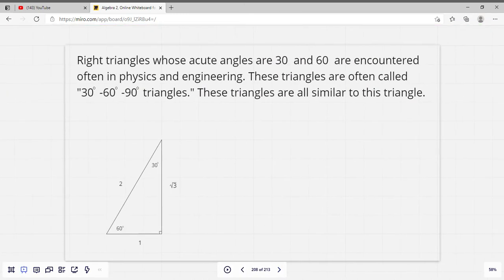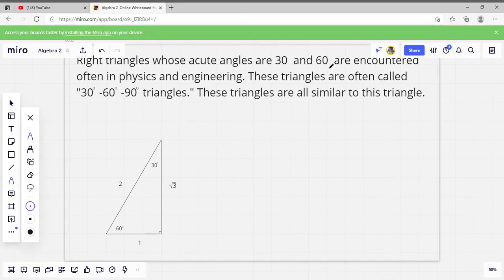All right, the next part's about triangles. Right triangles whose acute angles are 30 degrees and 60 degrees are encountered often in physics and engineering. These triangles are often called 30, 60, 90 triangles because the other angle is 90 there. These triangles are all similar to this triangle. Okay, and if we forget, this one right here is going to be 1, the hypotenuse is 2, and then your up and down is the square root of 3.